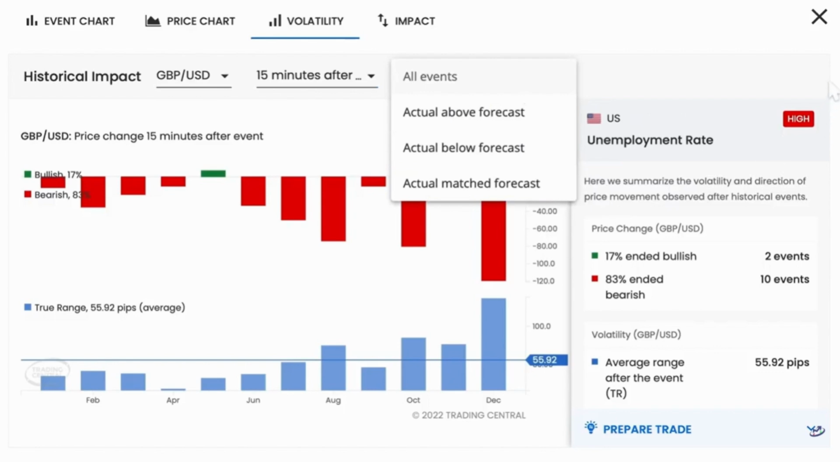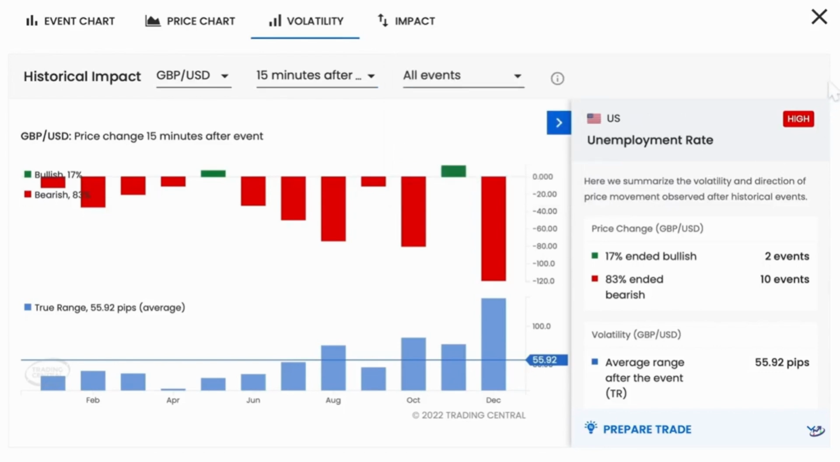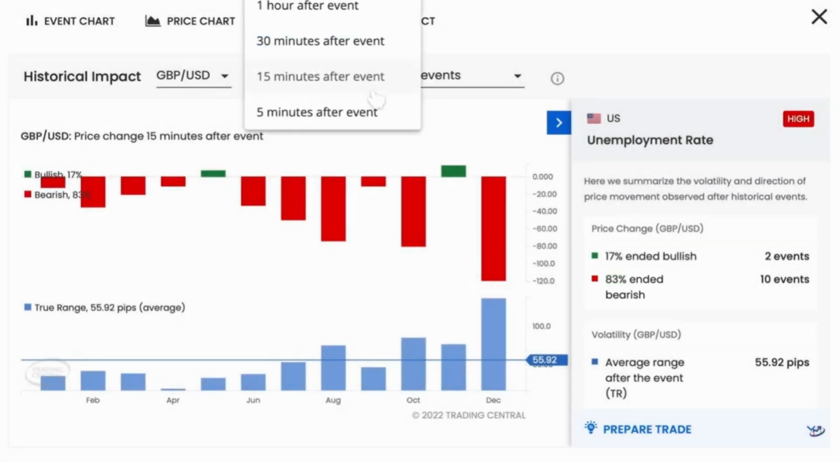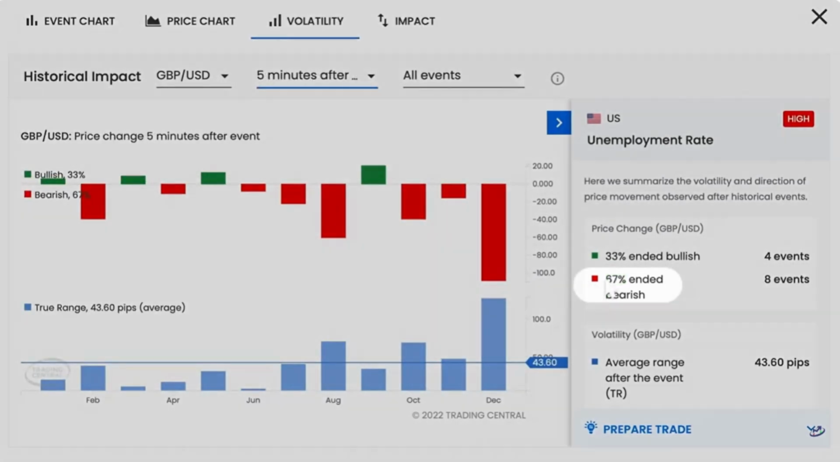Let's compare this 15-minute observation period to an observation period of 5 minutes. 15 minutes after the event, the pound dollar was bearish 83% of the time, versus 5 minutes after the event, when the price was bearish 67% of the time. This is good insight when planning my trade decisions around this pair.